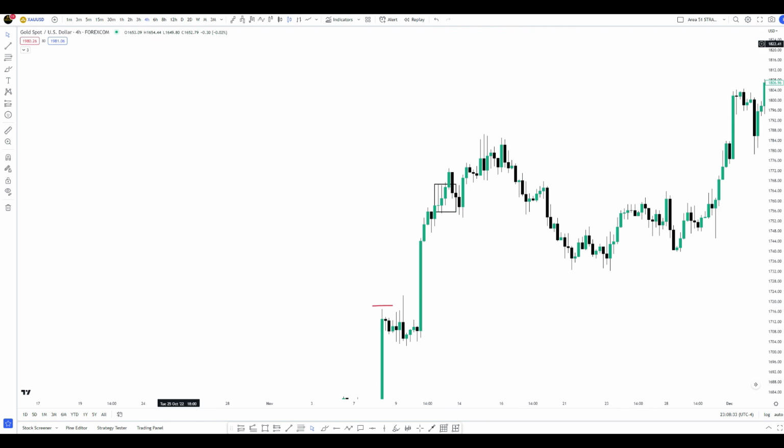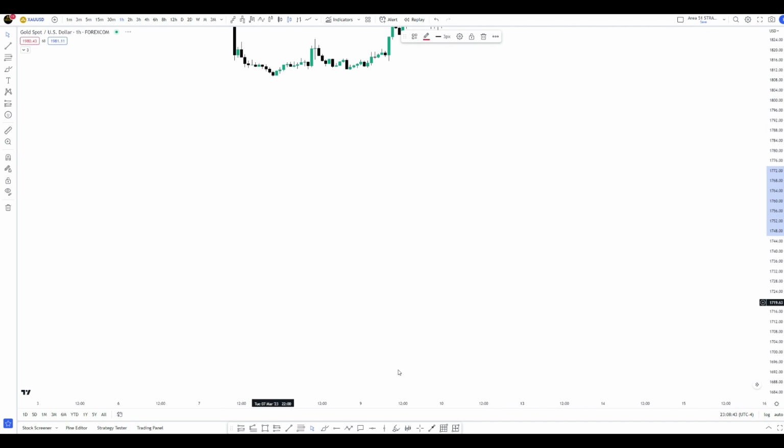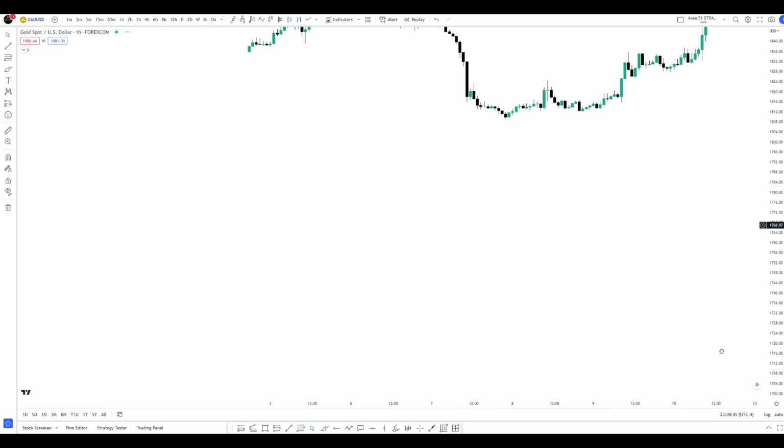If we go to the lower time frame, like the 1 hour, let me circle this so that you guys can see what it looks like. This area here is going to show you a full pullback. Okay, all right. Now let me move this way.